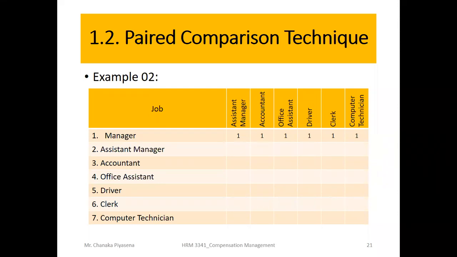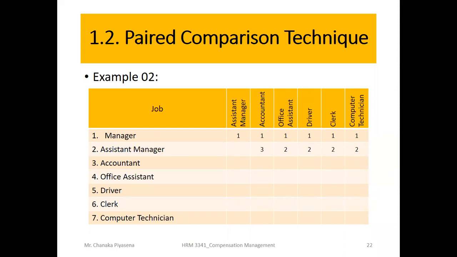The next column is also the same. The job of manager and the job of clerk are compared in the column. Then the job of manager is more important than the job of clerk. The last column, the job of manager is compared with the computer technicians. The job of manager is important. That's why we put number 1 under the last column. Then the assistant manager is compared with accountant, office assistant, driver, clerk, and computer technicians.